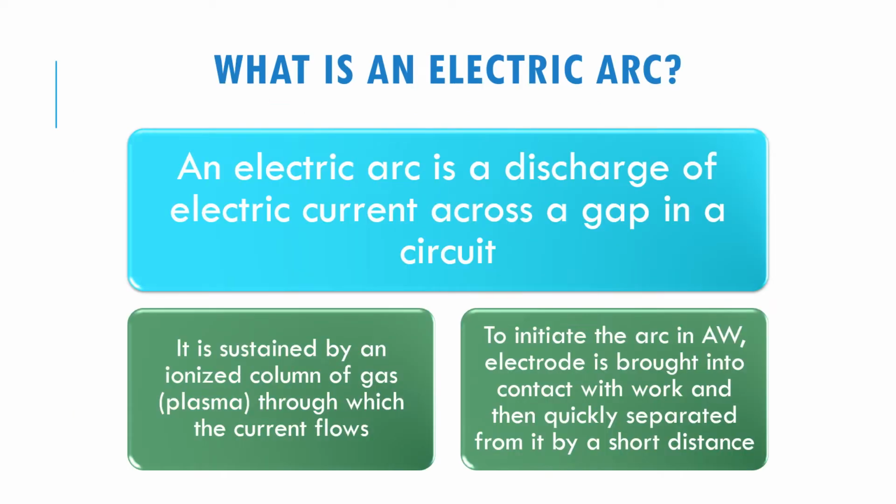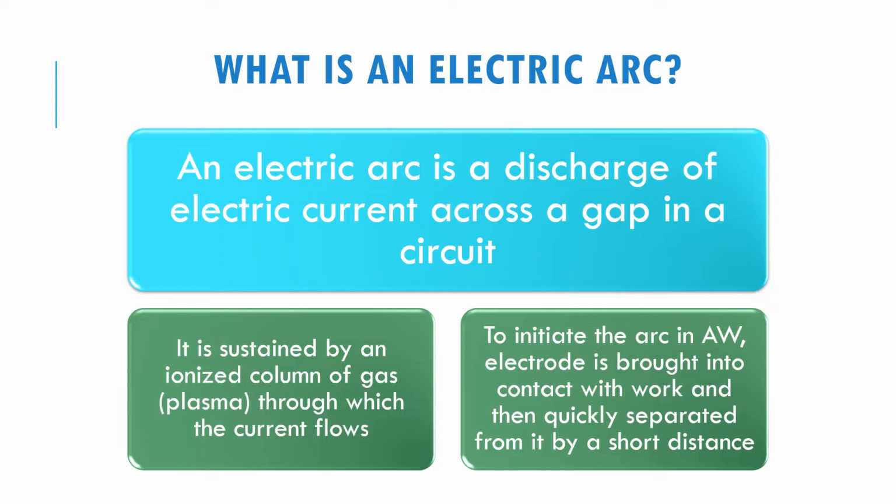The most important element in arc welding will be the electric arc. An electric arc is a discharge of electric current across a gap in the circuit. This electric arc is the one that gives the energy in the arc welding process. It's sustained by an ionized column of gas, in terms of plasma, through which the current will flow. To initiate the arc, the electrode is usually brought in contact with the work and then quickly separated from it by a short distance.